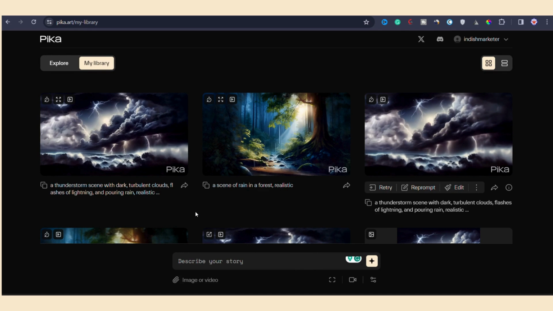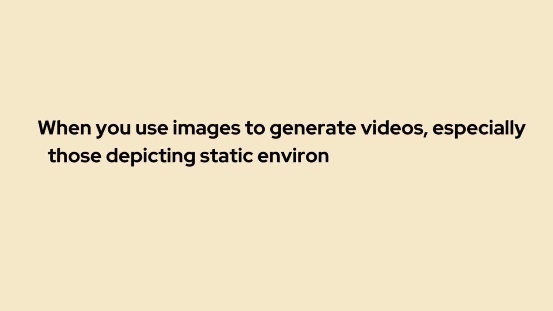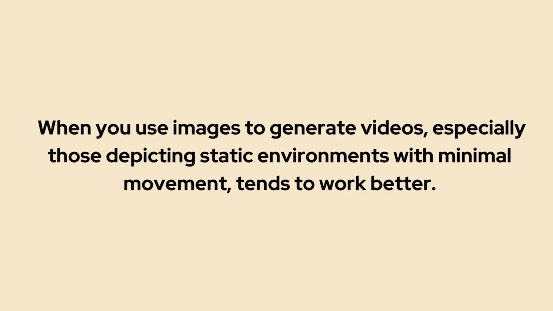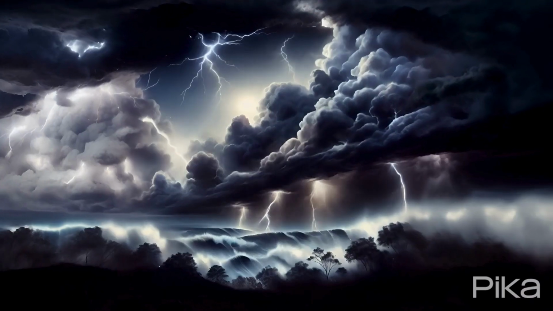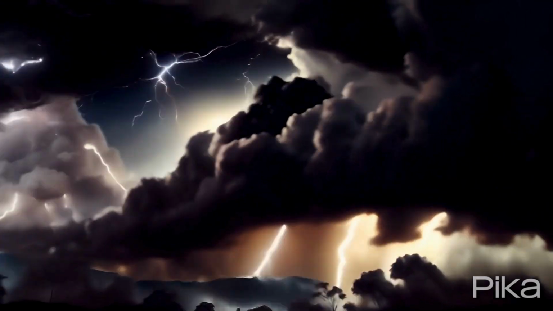One thing I want to mention before we start, which is quite important: I tried multiple times to generate videos from images on Pika Labs, and I have observed that when you use images to generate videos, especially those depicting a static environment with minimal movement, it tends to work better. Let me give you an example. Images related to environment scenes like thunderstorm along with the clouds work well.